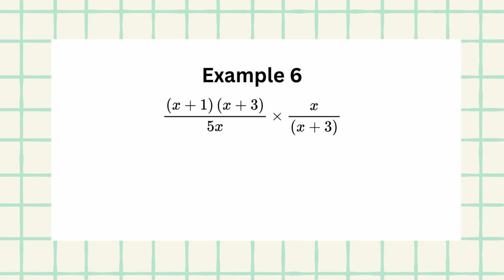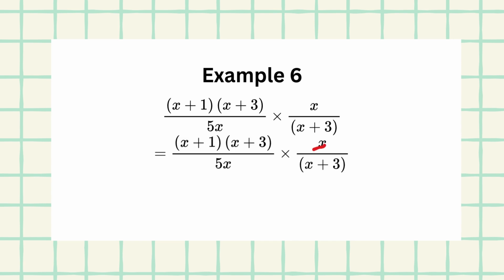Example number 6. We've got now x plus 1 times x plus 3 over 5x. Again, don't forget they're all in brackets, as you can see here. Times x over x plus 3. What do you think we can cancel for this question? Well, I can cancel the x diagonally, so 1 on the top right-hand corner, and the x shares a factor with 5x, so this is gone, and x plus 3. So what do we have left now on the numerator? We've just got x plus 1, and on the bottom, we just got 5. So the answer is x plus 1 over 5.